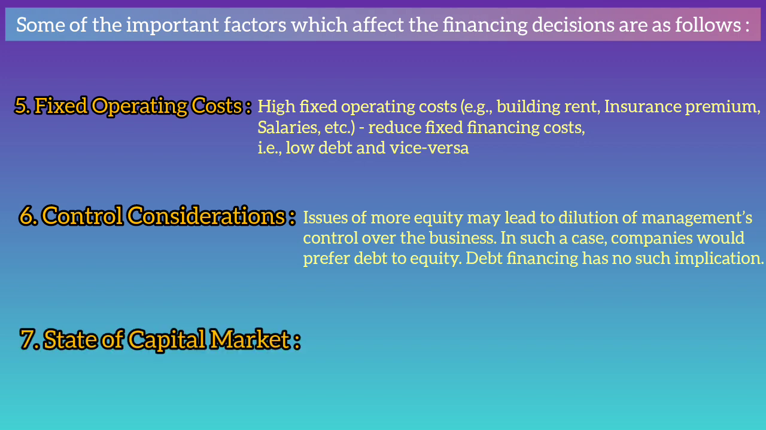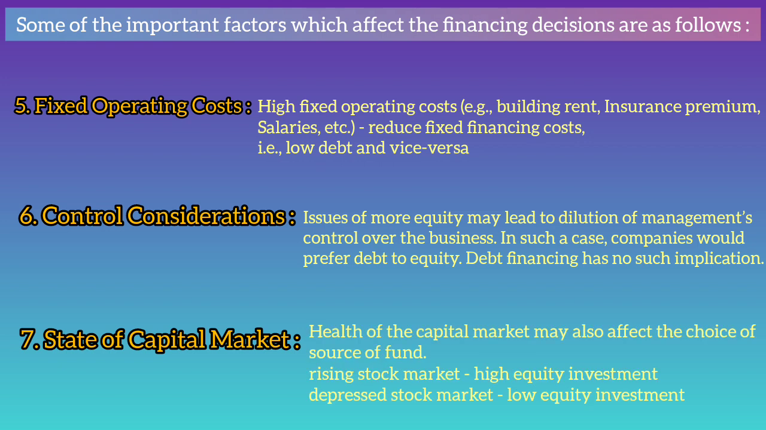Seventh is the state of capital market. Health of the capital market may also affect the choice of source of fund. During the period when stock market is rising, more people invest in equity. However, in a depressed capital market when stock prices fall, this will make it difficult for any company to issue equity shares. So, financing decision is thus concerned with the decisions about how much to be raised from which source.